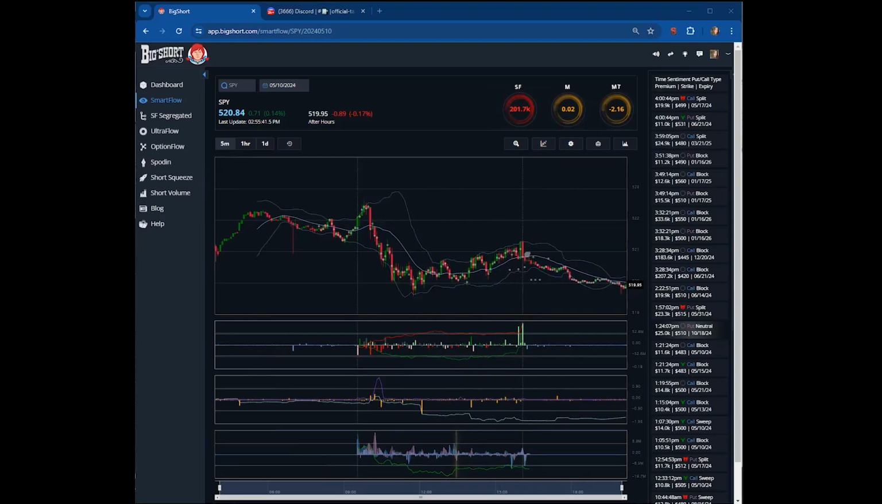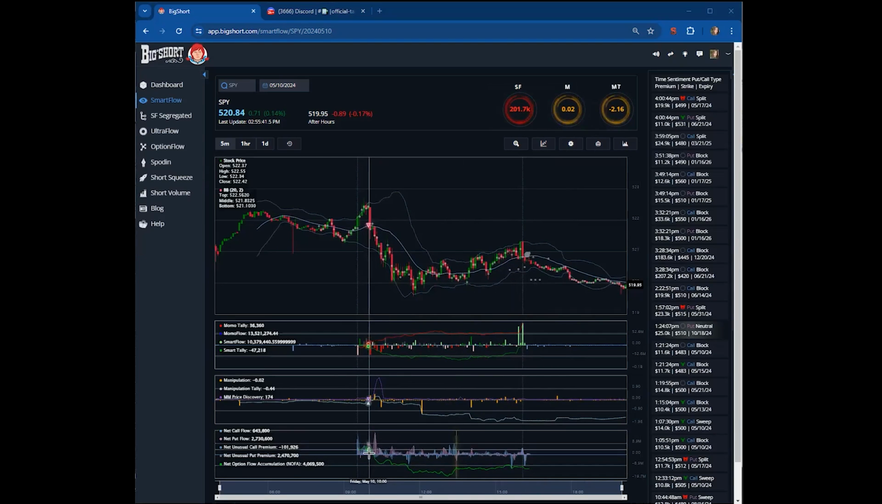You see the purple hills pointing up? That is the amount of dollars going into buying puts. And you see those blue hills pointing up? Those are the amount of dollars going into buying calls. If you don't know what a put or a call is, then I guess you need to cancel your BigShort subscription.